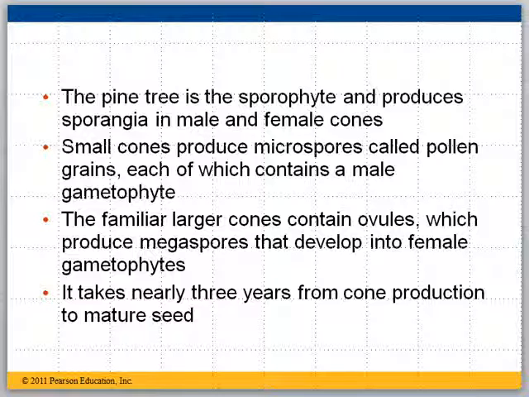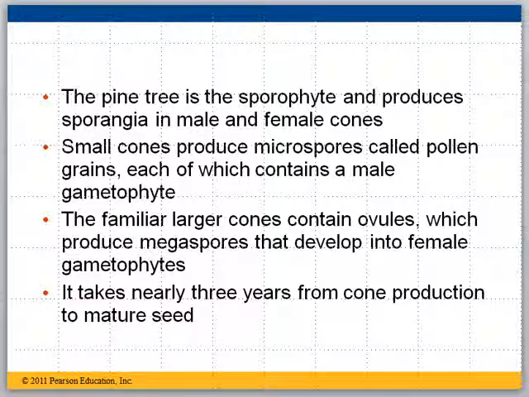The small cones produce the microspores called pollen grains, each of which contains a male gametophyte. And then again, the familiar larger cones contain the ovules, which produce megaspores that develop into the female gametophytes. And it takes nearly 3 years from cone production to mature seeds. So this is a fairly lengthy process, the actual creation of that pine cone, and then it grows larger and larger until eventually it is the site of seed production.